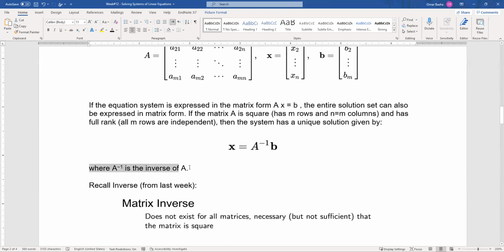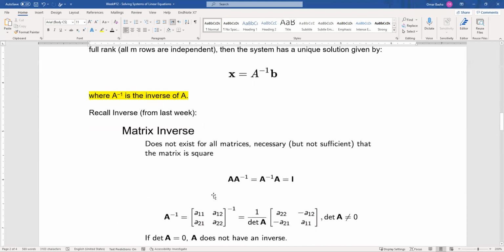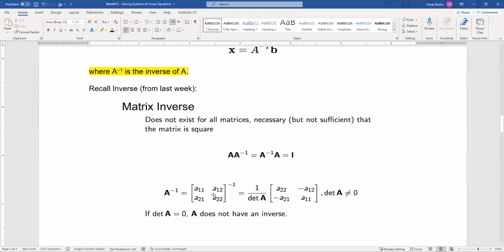And A to the minus 1 is the inverse of A. It's important for you to remember this, and recall from last week what the inverse is. We talked about this last week, so you can go back and listen to the lecture or remember it, or read about it on Wikipedia or any other resource.